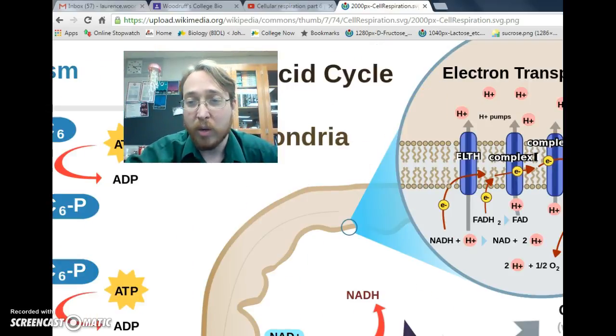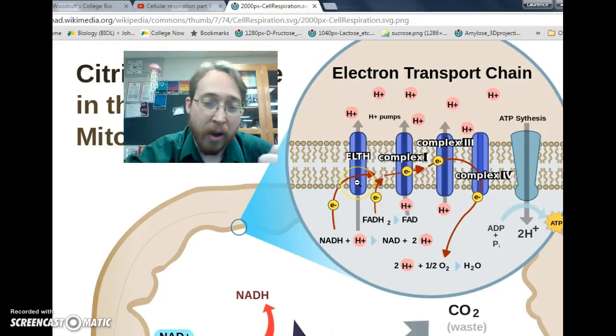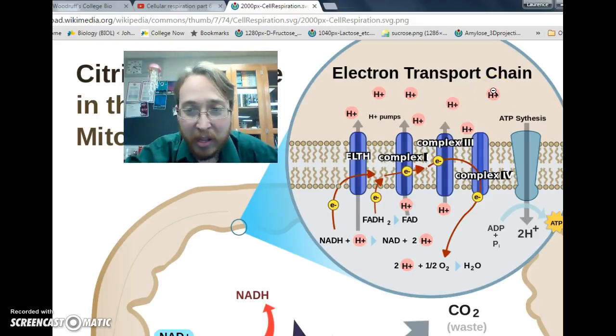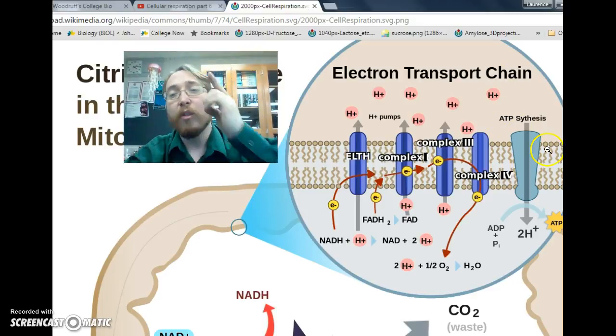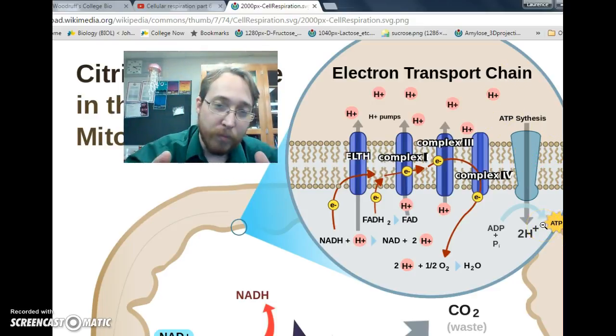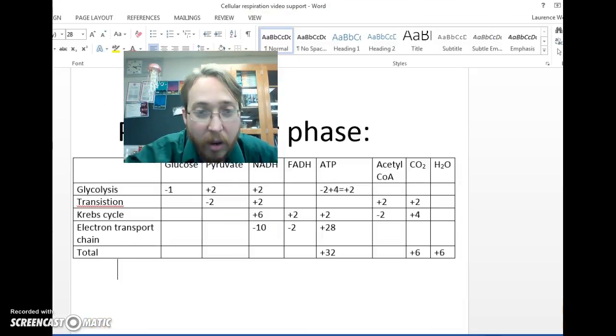to that electron transport chain, where we use those electron carriers to fuel the pumping of hydrogen transport pumps to get the hydrogen into the inner membrane space so that we can create a concentration gradient. So through facilitated diffusion, those hydrogens come back into the mitochondria through ATP synthase, which gives us ATP. That's our review. Let's do the numbers. All right.